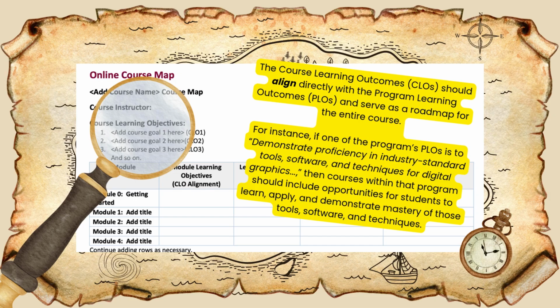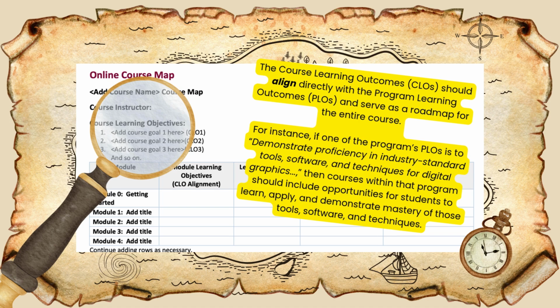Now, if you want to go a step further, like we've been working on in Module 3, you can also always add in your program learning objectives, which adds an extra step of alignment to make sure that your course supports the program as well. So the course learning outcomes, again, should align directly with those program learning outcomes, whether or not those PLOs are listed here or not. Those CLOs should align and basically serve as a roadmap for the entire course, guiding it to an ultimate destination.